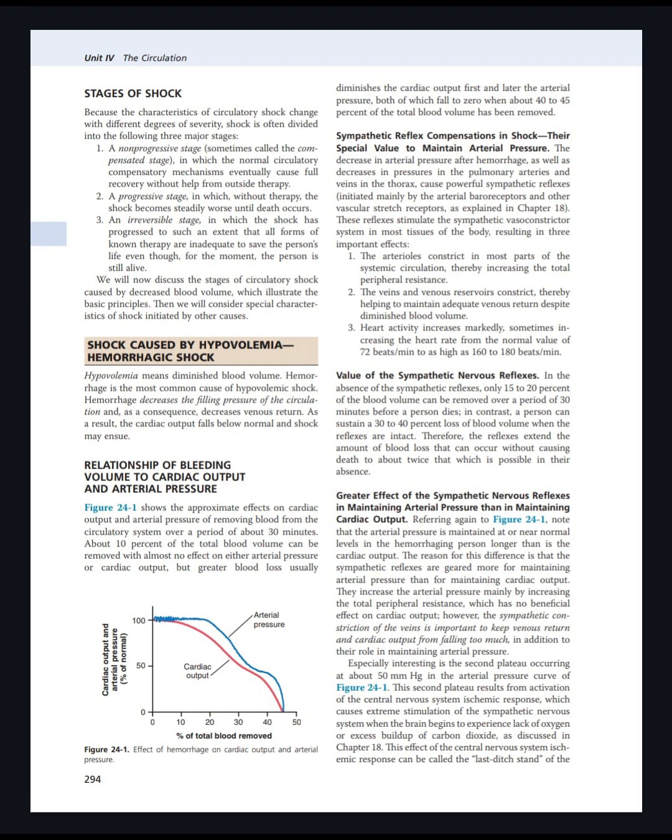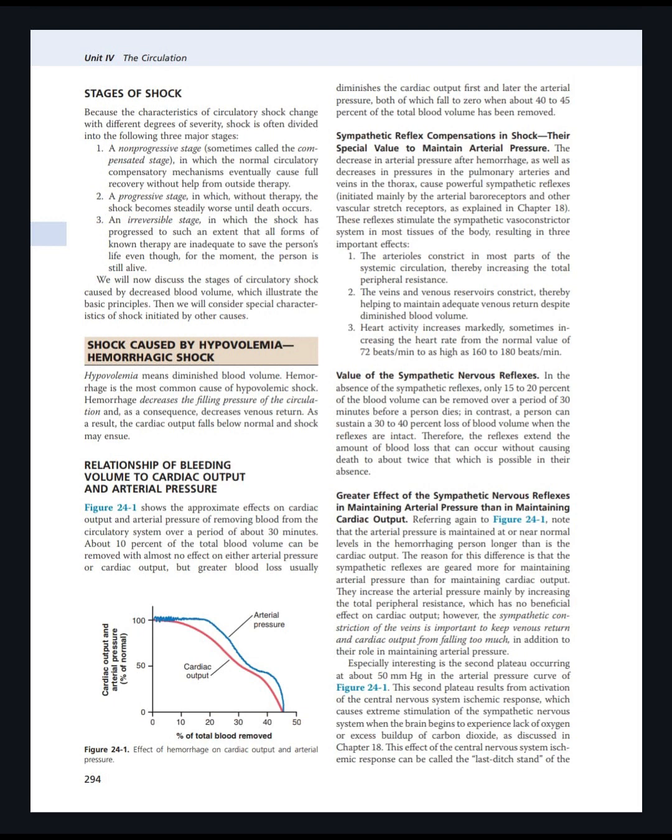The non-progressive stage, that is known as the compensated stage, in which the normal circulatory compensatory mechanisms eventually cause full recovery without help from outside therapy. A progressive stage, in which without therapy the shock becomes steadily worse until death occurs. An irreversible stage, in which the shock has progressed to such an extent that all forms of known therapy are inadequate to save the person's life, even though for the moment the person is still alive.